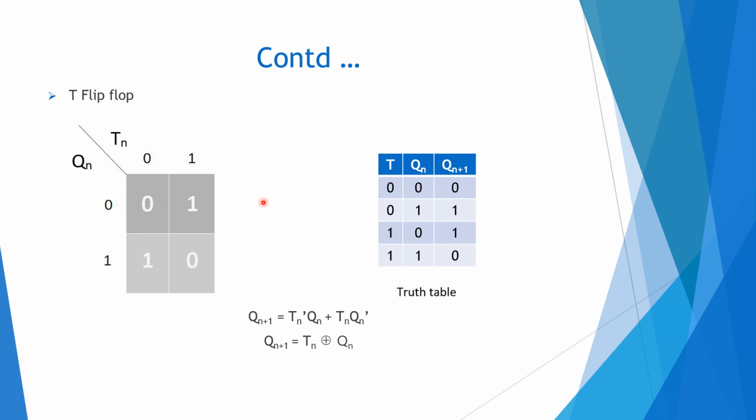So this we have grouped here. That is 0 1 0 1 1 0 1 0. There you cannot group any of these, but you can see it is an XOR operation between Tn and Qn. So that is Tn bar Qn, and Tn Qn bar. That is an XOR function between Tn and Qn.